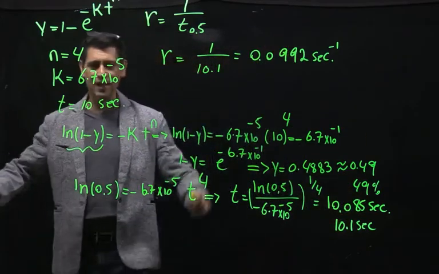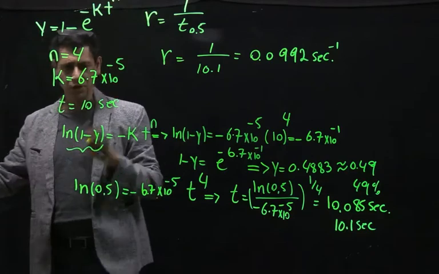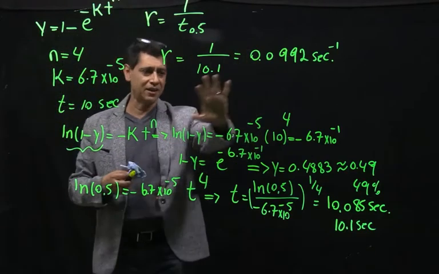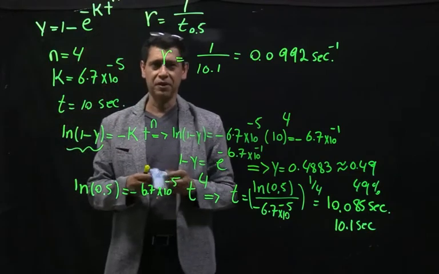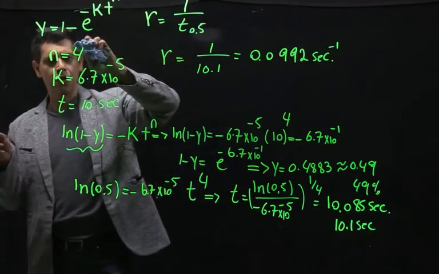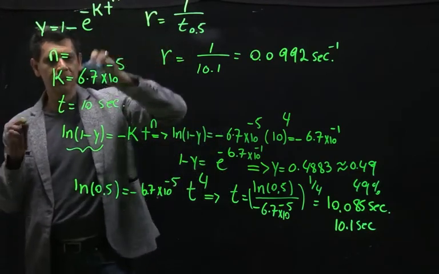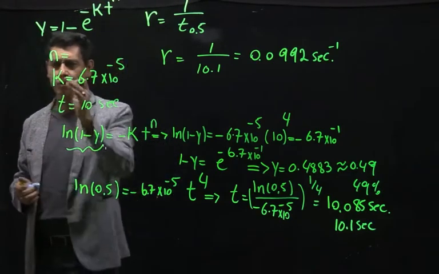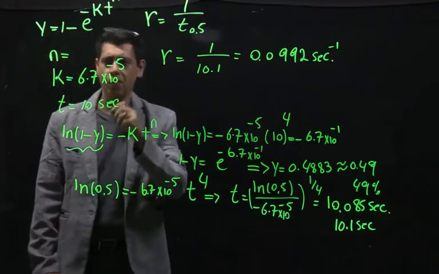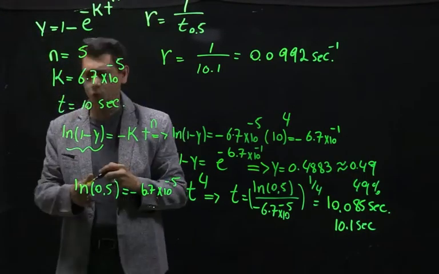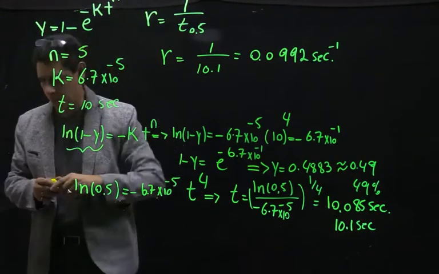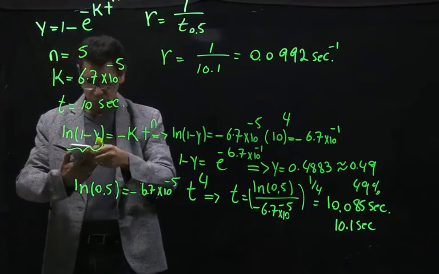Now let's play a little bit with these values. I'm just going to remember these values here, 10.1 and the reaction rate. Look at what I'm going to do. I'm going to increase the n by 25%. 25% of 4 becomes 5. I'm going to decrease this by 400%, which means 4 times less.